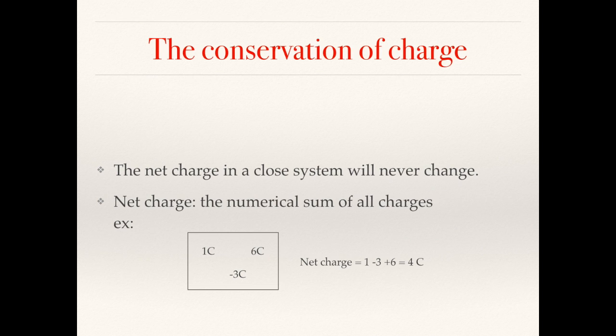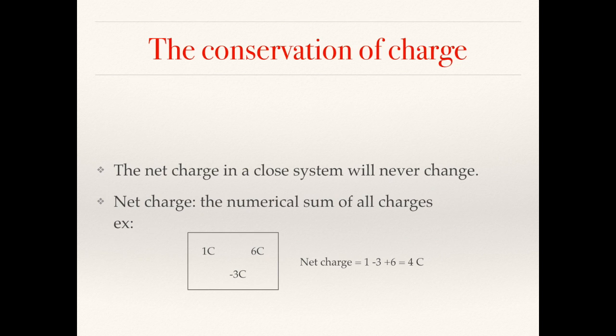The conservation of charge means the net charge in a closed system will never change. The net charge here means the numerical sum of all charges. For example, let's say we have a box and we have 3 objects in it, which have 1 Coulomb, 6 Coulomb, and minus 3 Coulomb charge. The net charge could be calculated simply by adding 1, 6, and minus 3 together. We will get 4 Coulomb here.